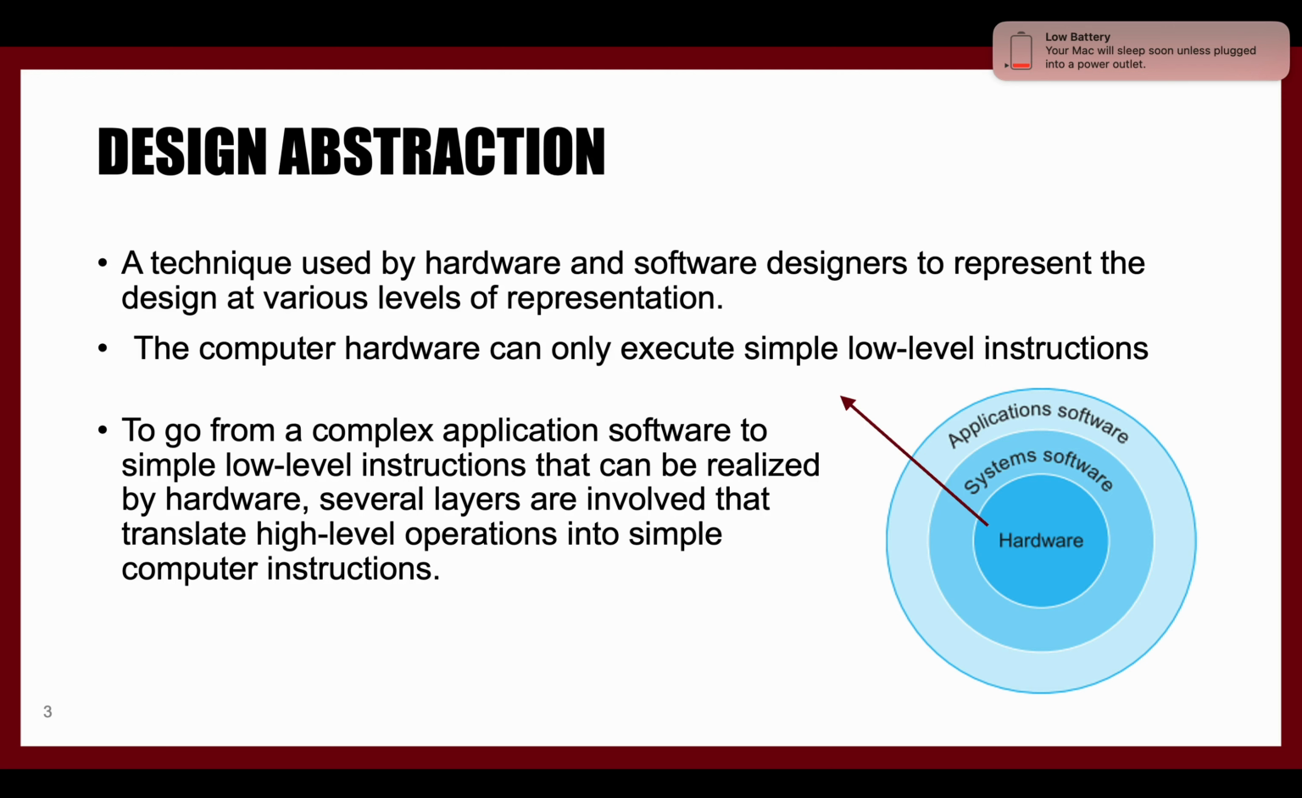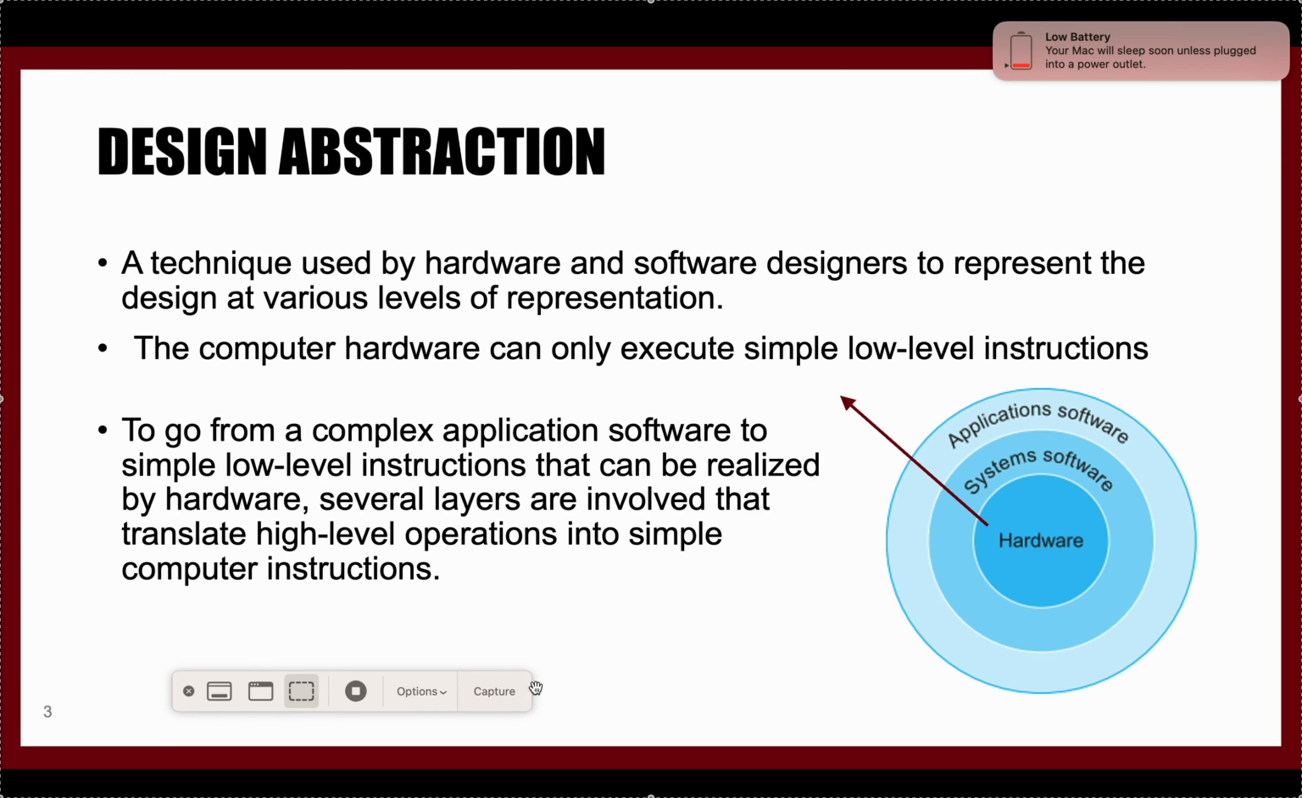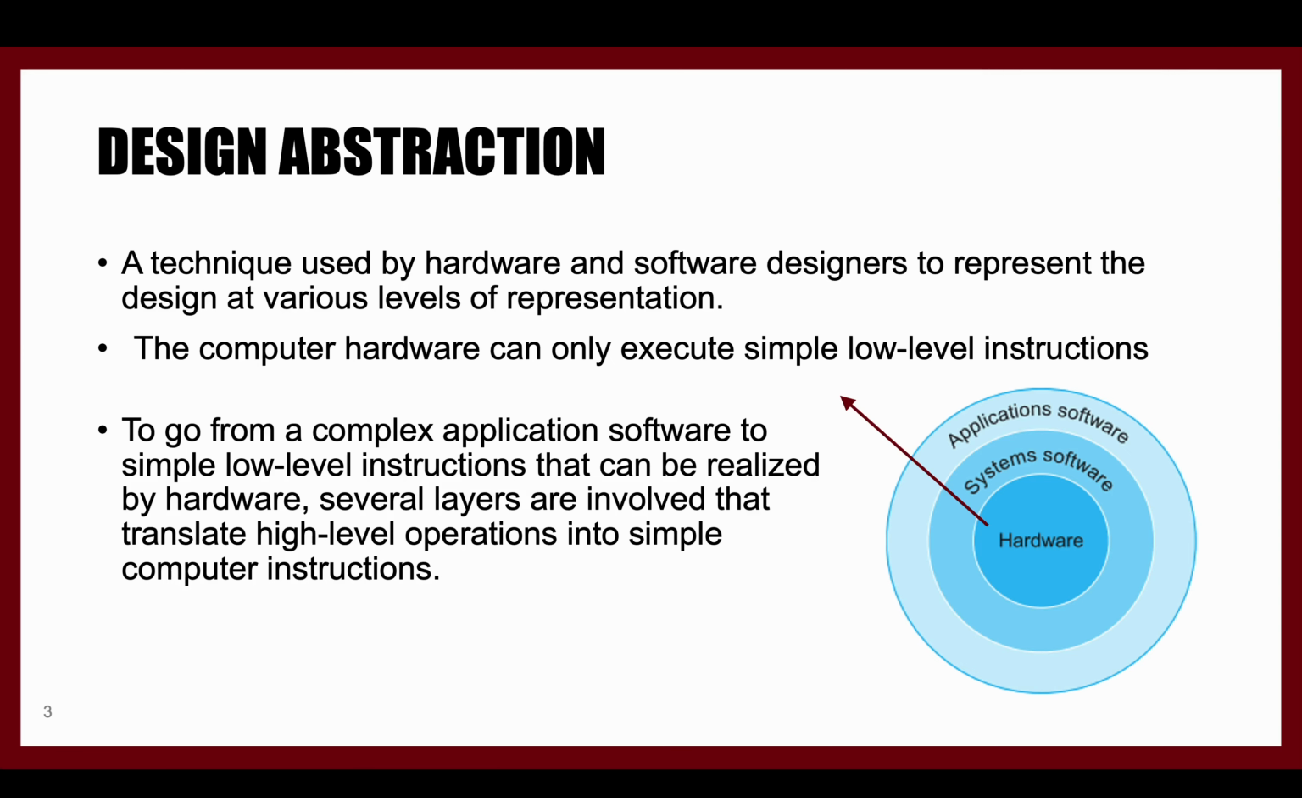Now look at the diagram. The innermost circle labeled hardware is like the foundation of our house, the physical part of the computer. The middle circle, system software, acts as an interpreter. It takes instructions from software and translates them into a language the hardware can understand. You can think of this as the plumbing and electrical wiring that makes our house functional.